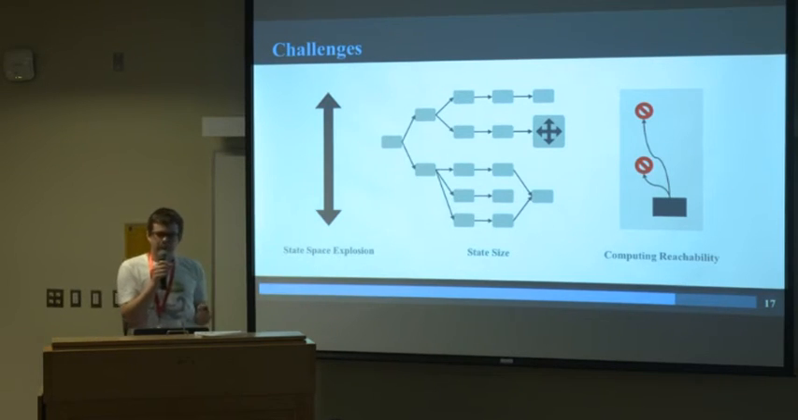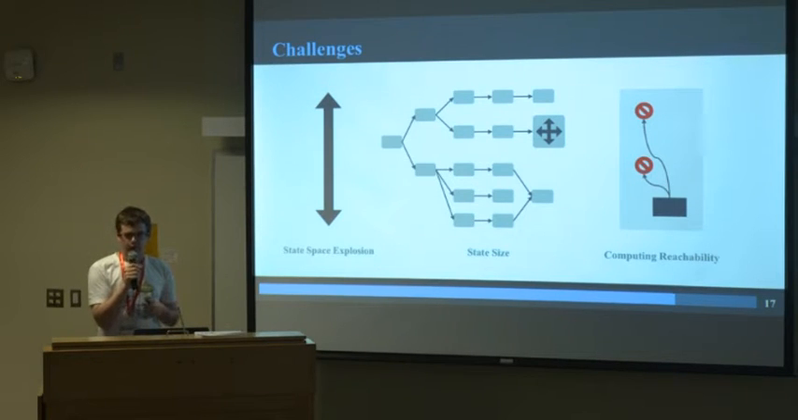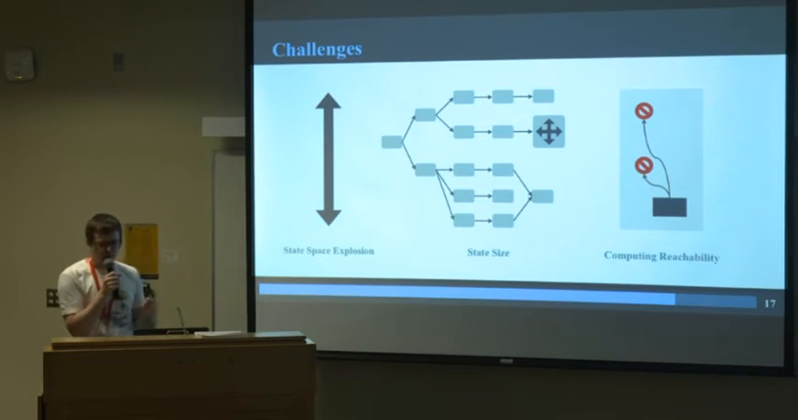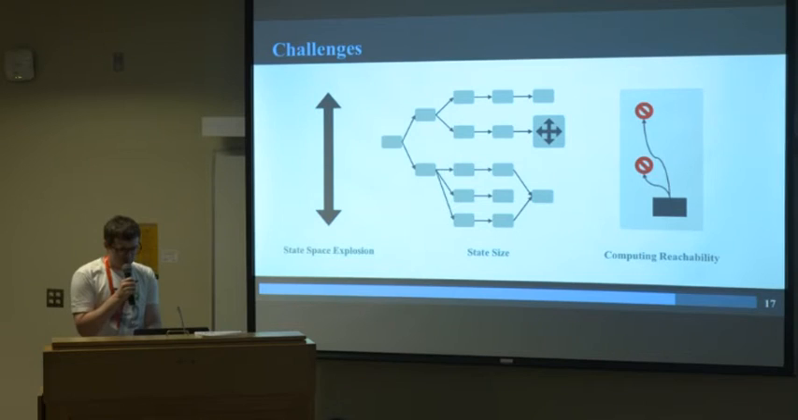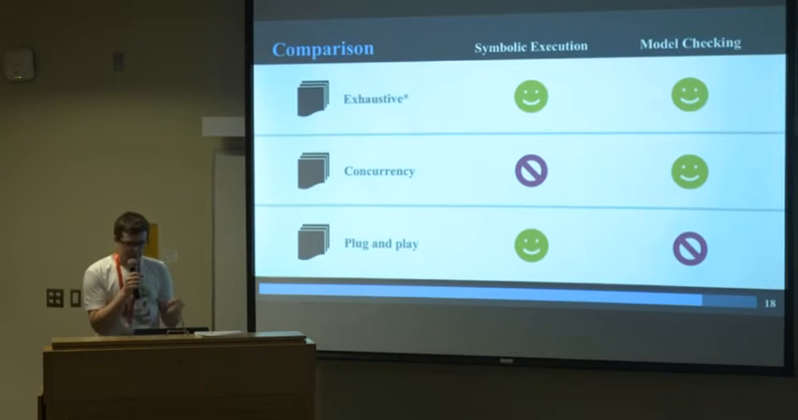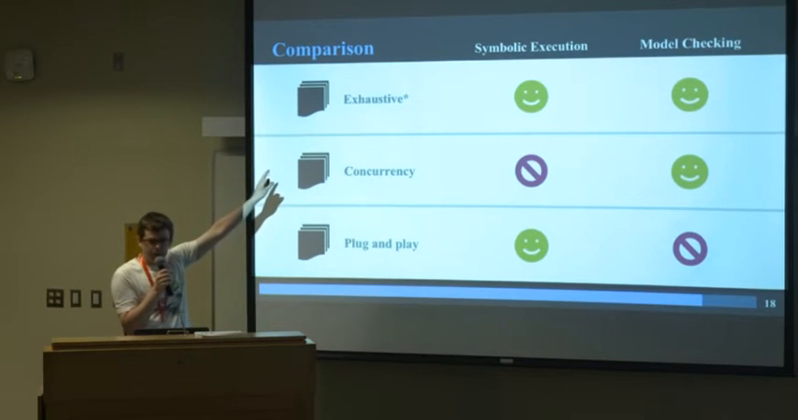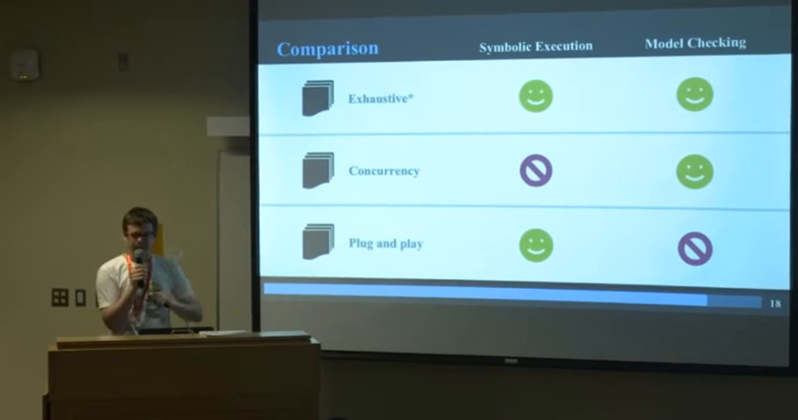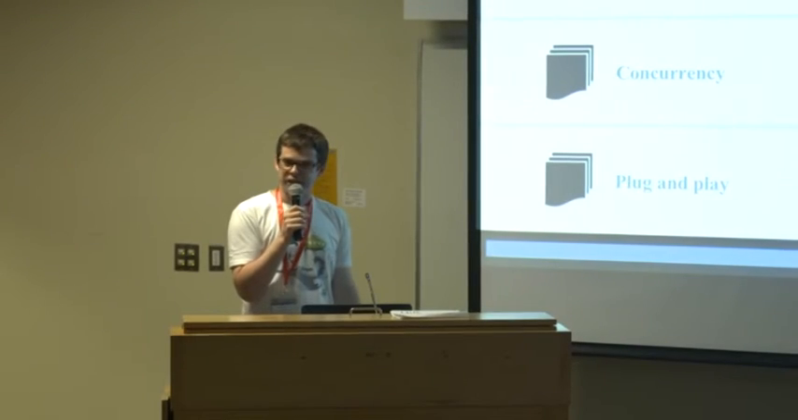Computing reachability. So both symbolic execution and model checking are often combined together. So you're exploring the execution paths, but you're also checking whether or not certain property invariants hold or not. So these technologies, many tools will actually combine the use of these techniques. By comparison, we can say that they're both exhaustive. With the star up there, basically you can imagine as the state space really explodes out of hand, it could take an extremely long time to perform this exhaustive search.